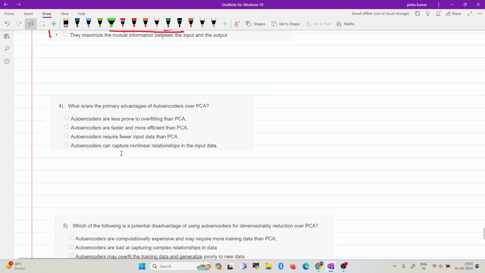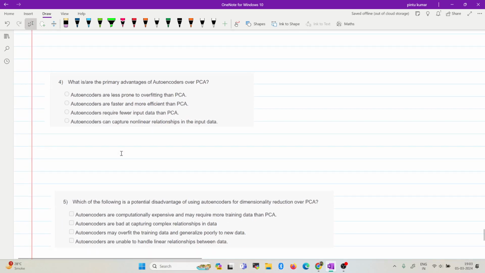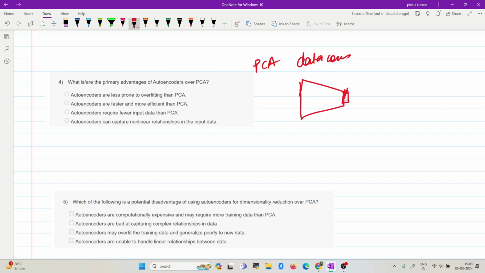Next question is, what is or are the primary advantages of autoencoders over PCA? You remember PCA also did data compression, and when we have an autoencoder of this form, where you have a hidden representation of lesser dimension, then also you are doing data compression only. So it is asking what are the advantages of autoencoder over PCA. Let's see what options it has given. Autoencoders are less prone to overfitting. So what do you think? Is autoencoder less prone to overfitting than PCA?